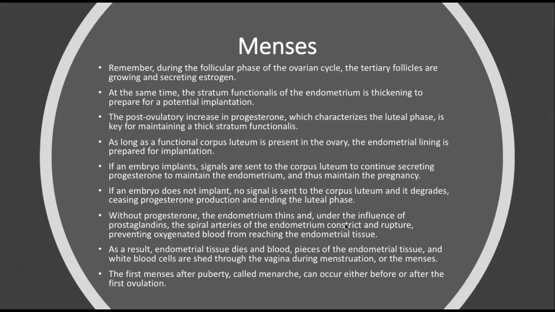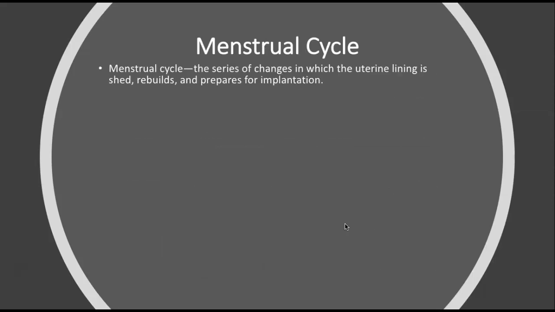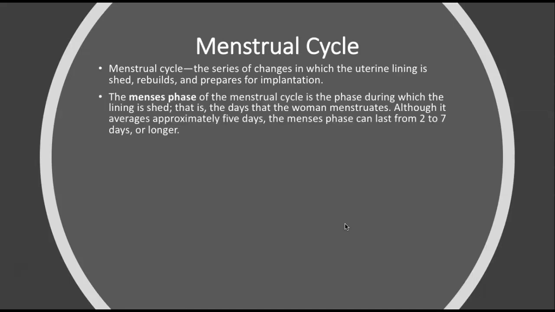The first menstruation after puberty is called the menarche, and that can occur either before or after first ovulation. Okay, let's talk about this menstrual cycle. It is a series of changes in which the uterine lining is shed, rebuilt, and prepares for implantation.